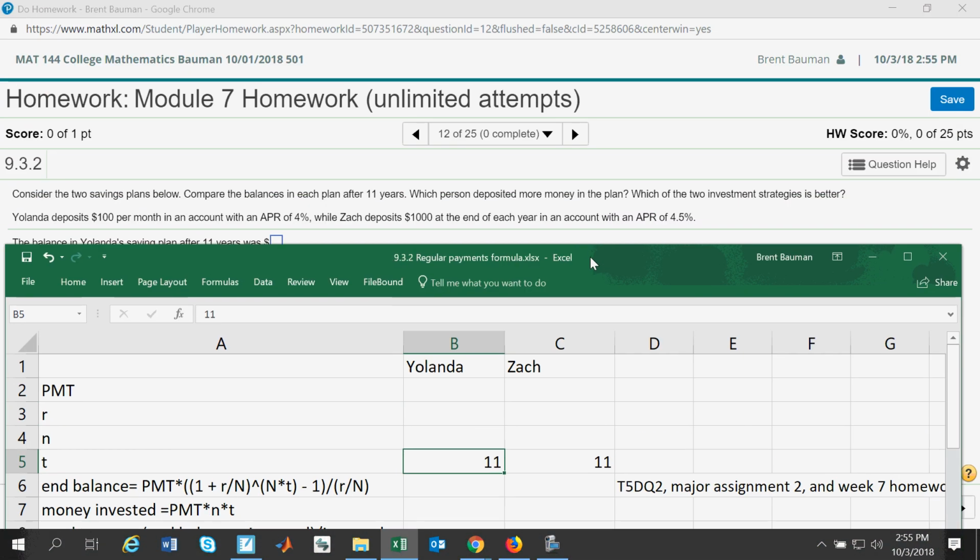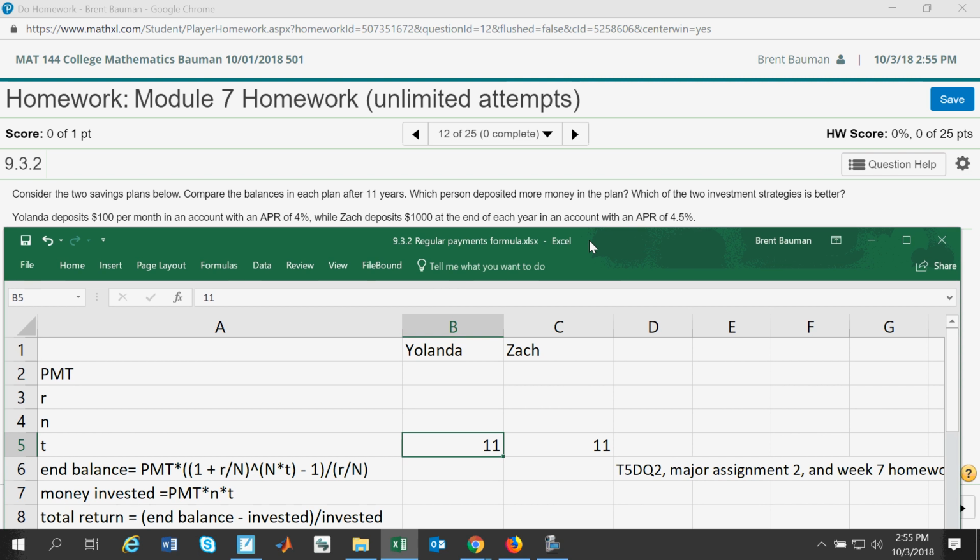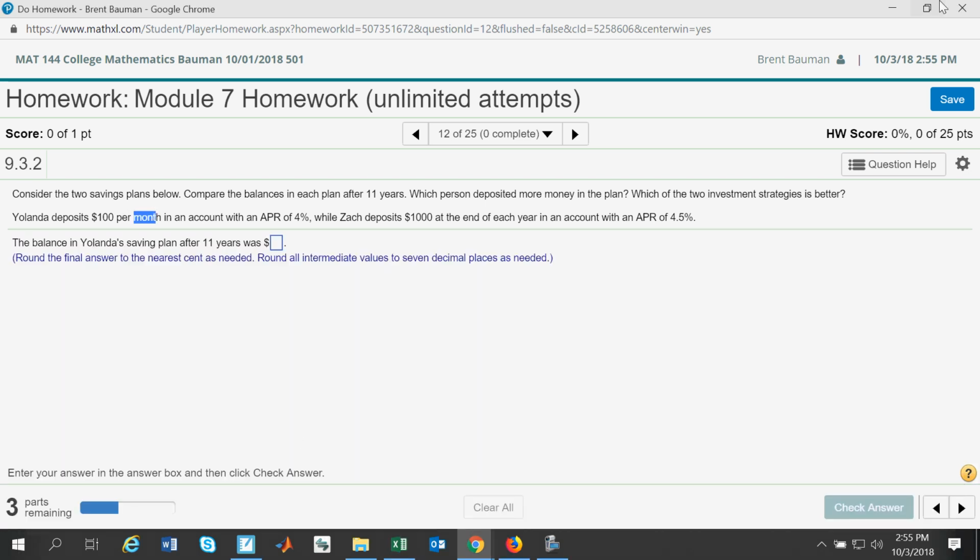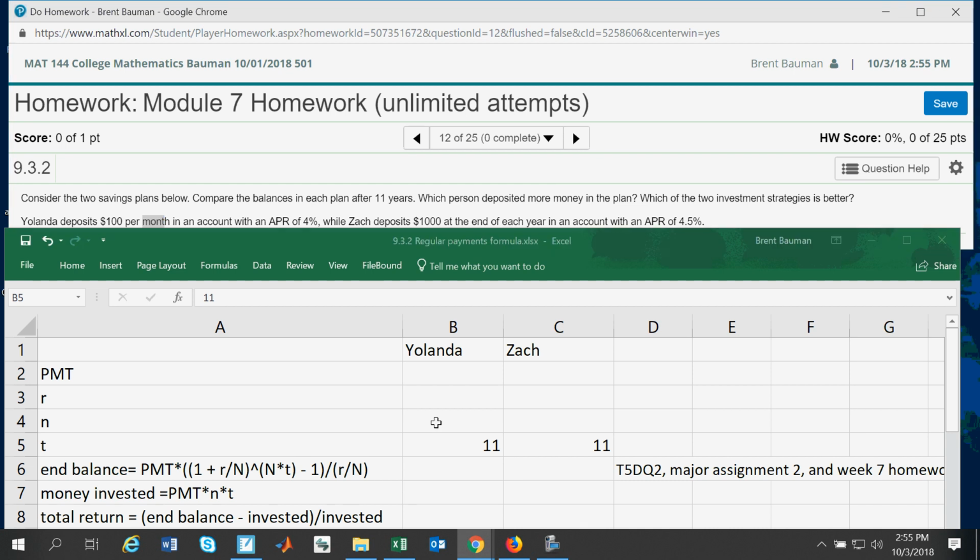with Yolanda, it says that she's depositing per month. So we want to go ahead and have 12 here for the months. She's doing it every month. She's investing $100. And the rate that she has is 4%. I still see a lot of people forgetting the percentage on their rate, so make sure that you have that there.